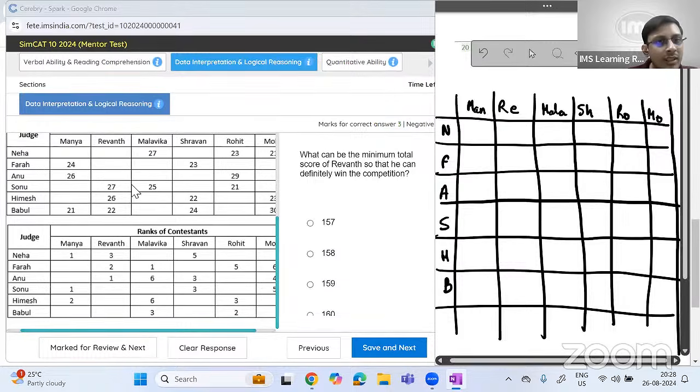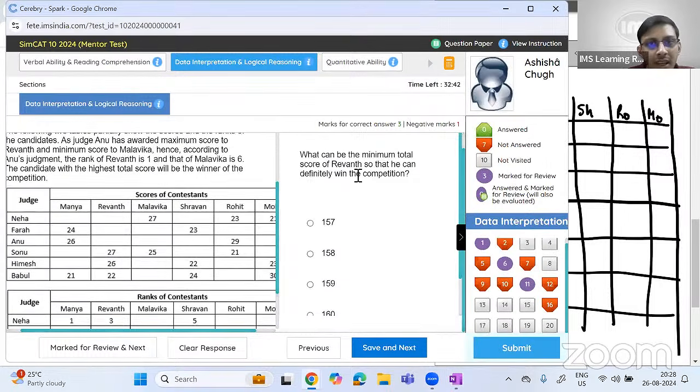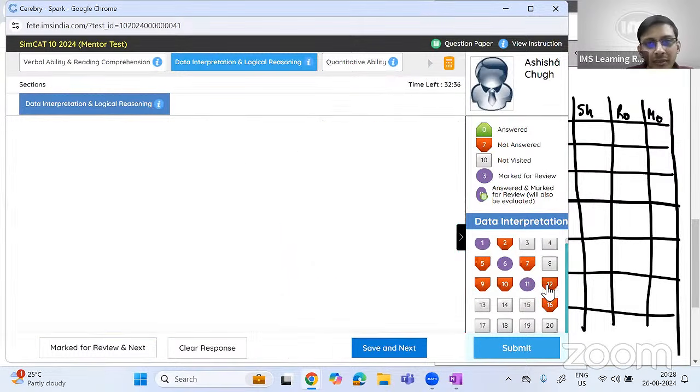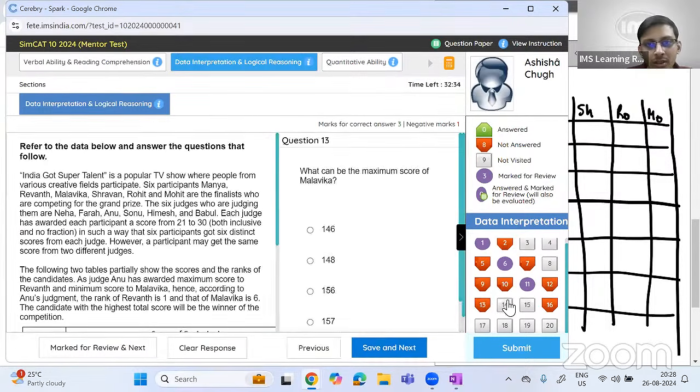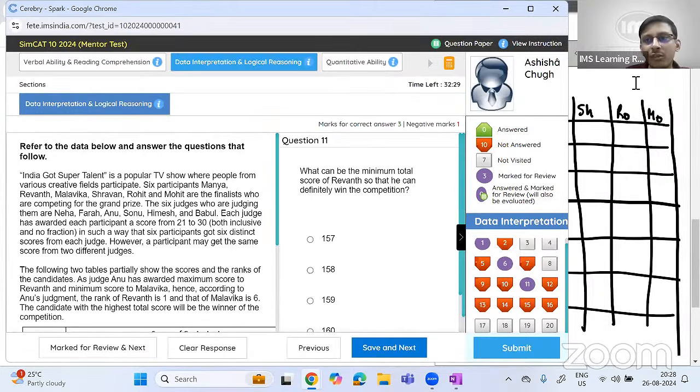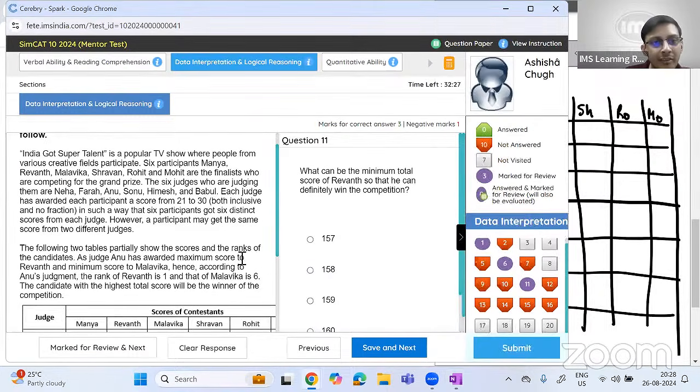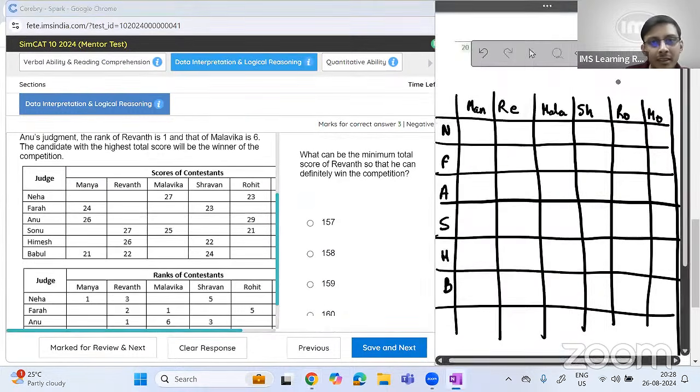Okay, now let's fill in the scores. Let's see the questions. Questions are about the scores or the ranks. Okay, rank I think we can find easily if we have the scores anyway. All the questions are about the scores. So I'll just put in the scores here. Okay, first I'll just copy the first table.